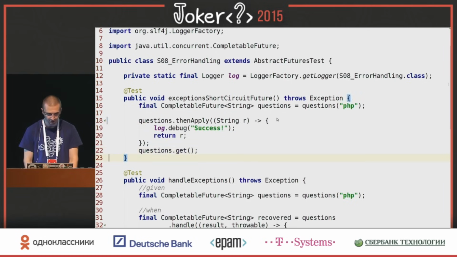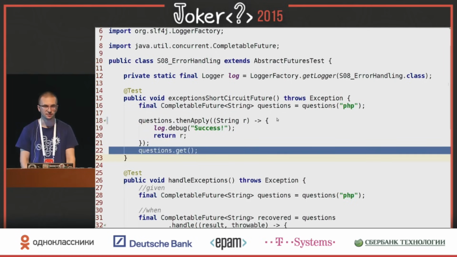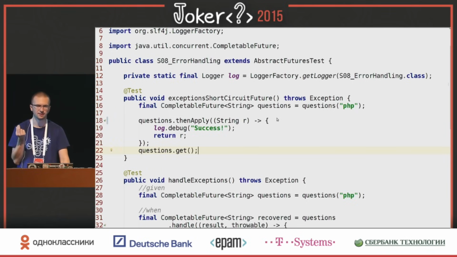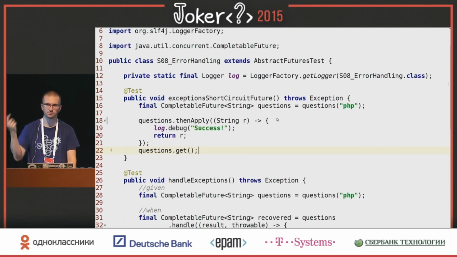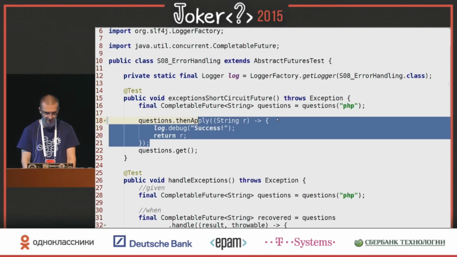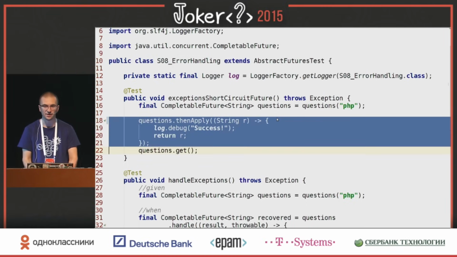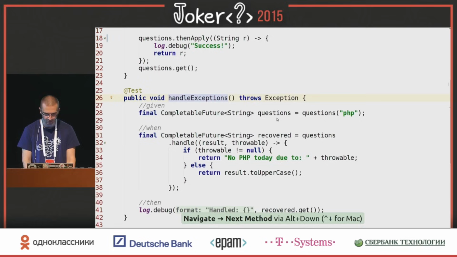However, if you call the old-fashioned get method, it will actually throw not the actual exception, but the execution exception that wraps the underlying block of code exception. So this one throws. However, this one is absolutely oblivious to the task that threw an exception. So that's pretty bad, because we want to go fully reactive and we just entirely swallowed the exception. We entirely forgot about it. So there are operators for that.